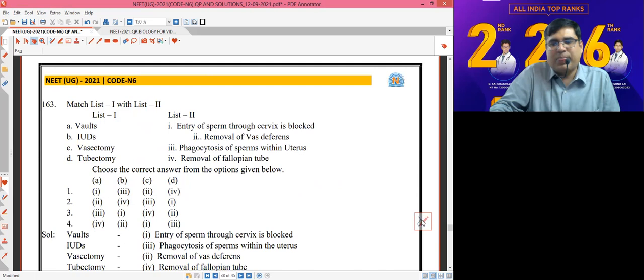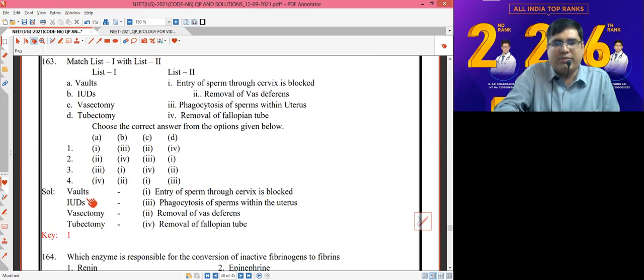Now the next is 163. Match list 1 and list 2. You can observe it in the initial question. We would have observed a number of questions coming as match-the-column based questions now. So here we need to understand every word.